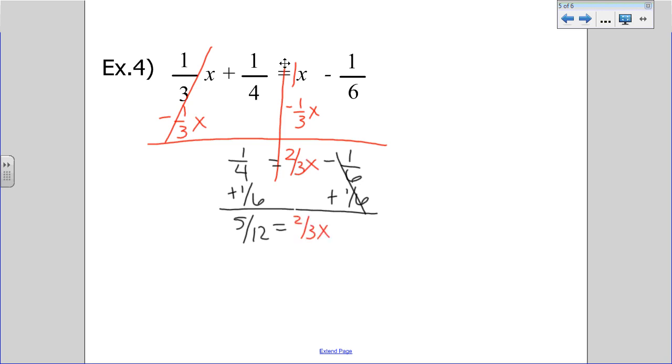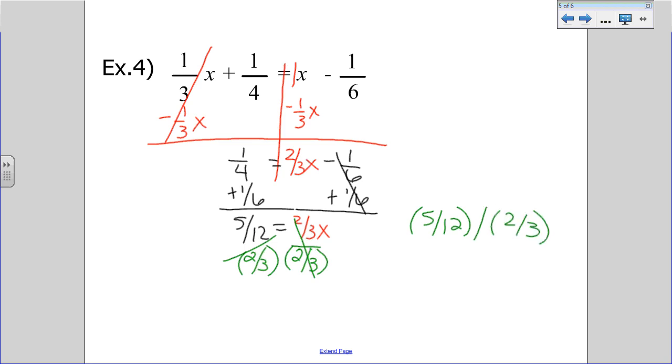We now have to divide by 2/3. That's how we undo that multiplication. But you need to make sure you're putting it in parentheses, guys. We have to have that. So that'll be one of the things that Mr. Cum and I look around for. So we're going to do 5/12 in parentheses divided by 2/3 in parentheses. So what you should have typed in your calculator is 5/12 divided by 2/3. So this is what your calculator screen should look like.